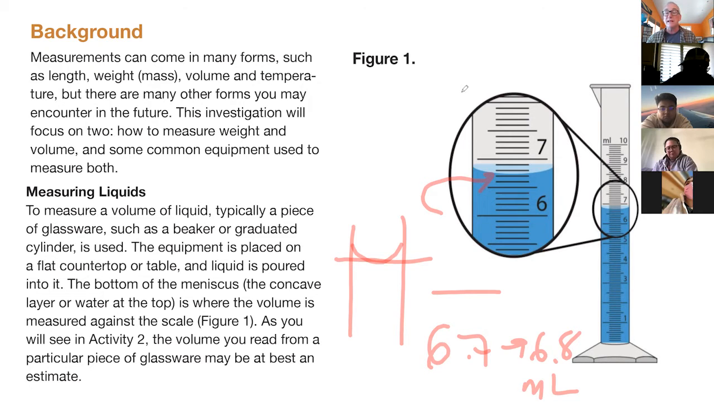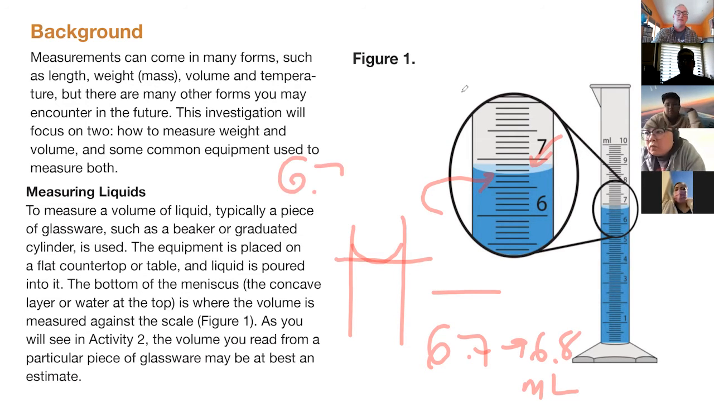And we can clearly see that it doesn't come up to the 6.8 line. And so we know it's more than 6.7. We know it's less than 6.8. So you need to estimate what the third digit is. And so we have an estimate of 5.